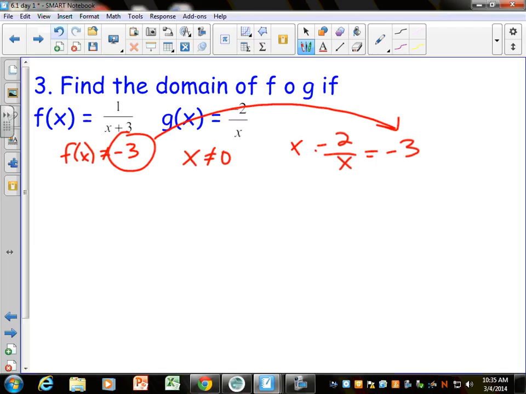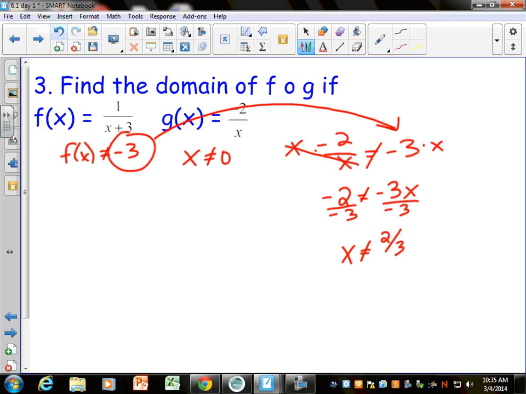Again, can I just multiply by x on both sides? So I would get -2 equals -3x. And then I would divide by -3. And I would get x cannot equal 2/3. It's not so bad, right? It was just a lot of writing out. Questions on where I'm getting those from?